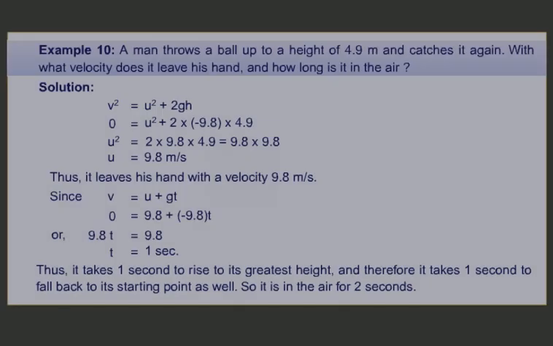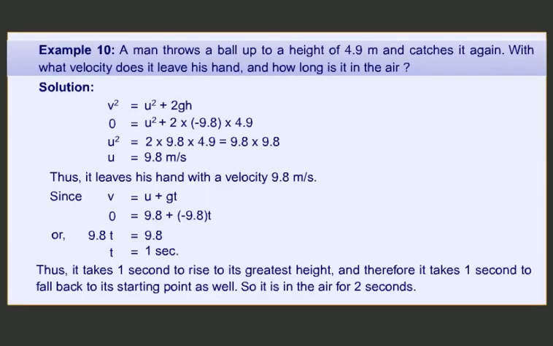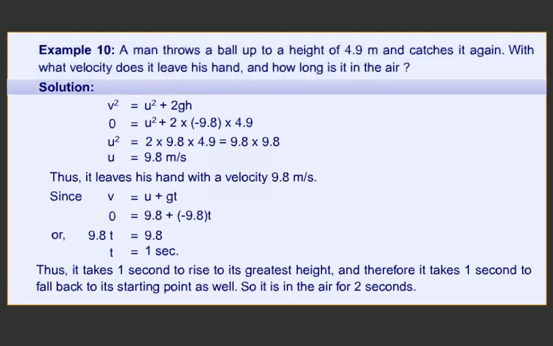Now look at this example. It says a man throws a ball up to a height of 4.9 meter and catches it again. With what velocity does it leave his hand, and how long is it in the air? Now look at the solution.